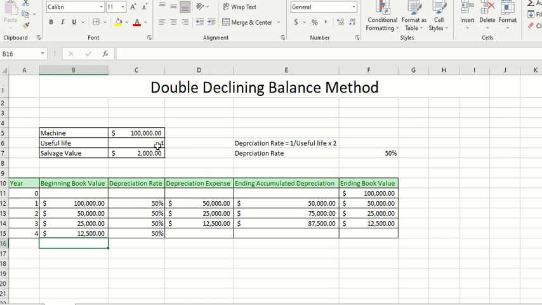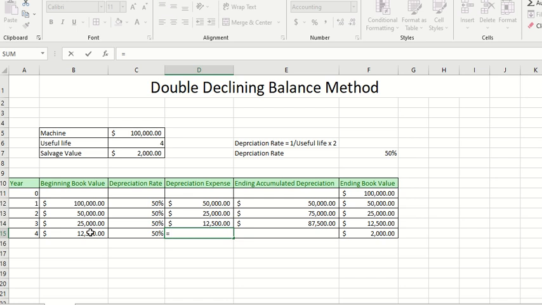Now, for the last year, we know that the ending book value is 2,000. We need to know that at the end of year number 4, the last year, we don't need to use the depreciation rate. Now, we need to use the beginning book value minus the ending book value, because that is the salvage value from here.